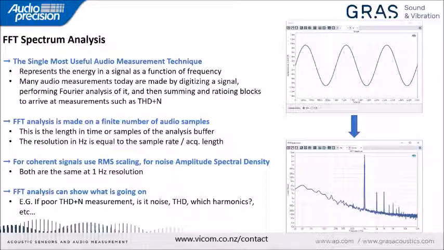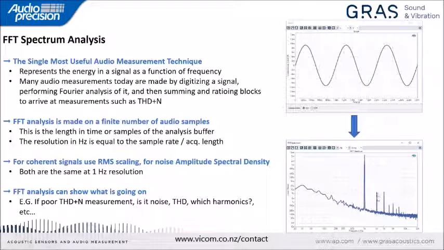And in fact, today, most audio measurements are made by taking the Fourier transform and summing it up or dividing it up into different blocks and ratioing those blocks. So for example, we could take the Fourier transform of this sine wave. It gives us the spectrum below it. We could sum together all these blocks of energy at different frequencies, and that would give us the total energy in the signal. Or we could say, oh, what's the energy at 1 kilohertz in the fundamental?